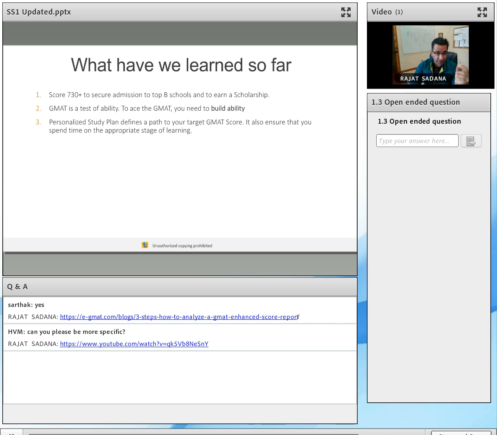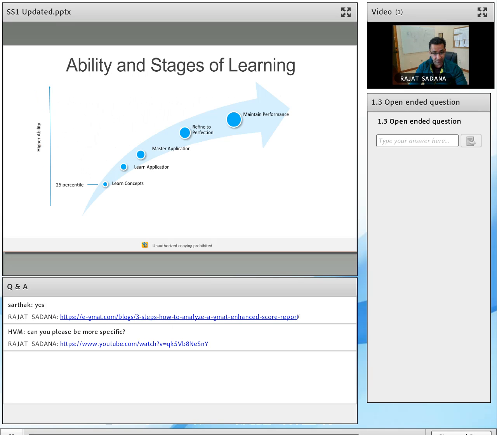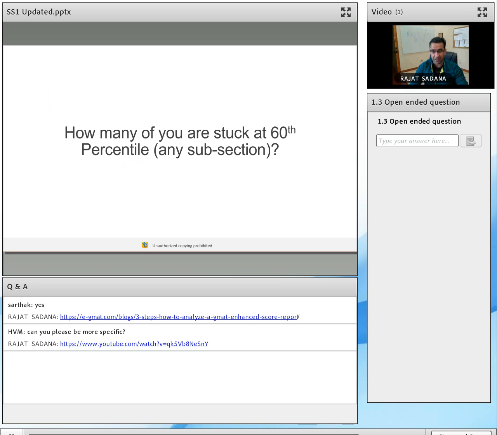Your PSP, your personalized study plan, helps you create that path. It tells you you're spending the right amount of time on the appropriate stage of learning. And then there are 4 stages of learning. One is learning concepts, the second is learning application, the third is mastering, and the fourth is refining to perfection. Those are your stages of learning, and then you have to maintain that performance as well. Again, you can see how the percentile improves as you go from one stage to the other.